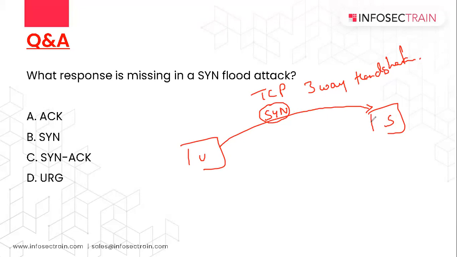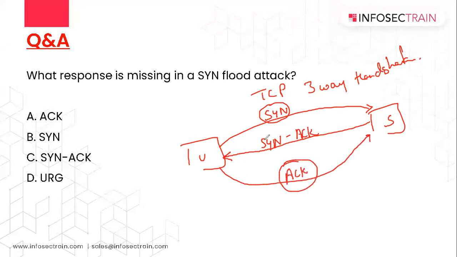After this, the server is going to reply back, and for that, it will send a SYN-ACK. Now, after this, our user will send an acknowledgement to the server. Then after this, our connection will be created. So this is how our TCP three-way handshake works. Now, when we are talking about the SYN flood attack, what is it? It is a DoS attack.